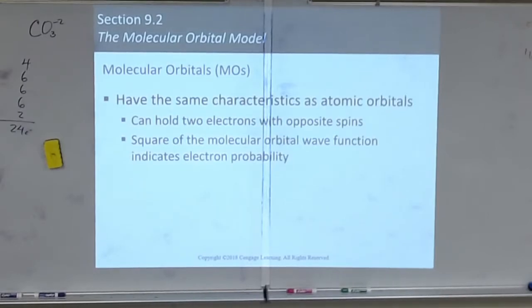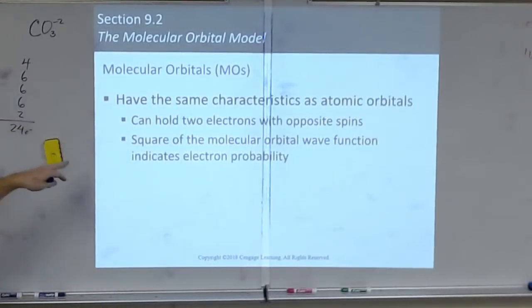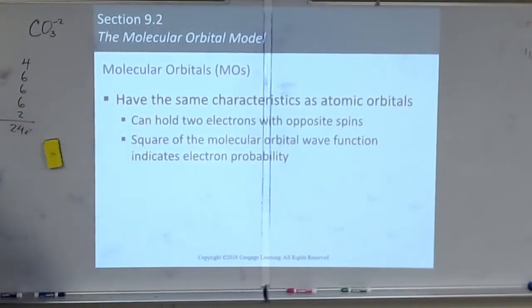Molecular orbitals. They're going to have the same characteristics as atomic orbitals in that they can hold 2 electrons with opposite spins, and the square of the molecular orbital wave function indicates electron probability. Also, we're going to have 1 up, 1 down per orbital. So those rules sort of still apply. It's going to look a little different. We're going to move pretty quickly, though.